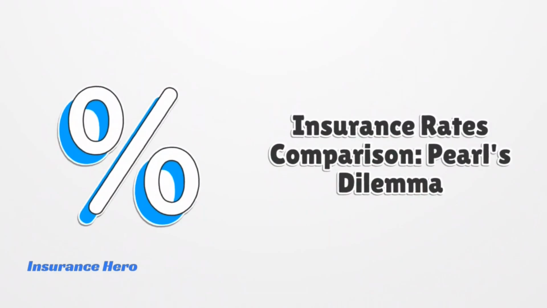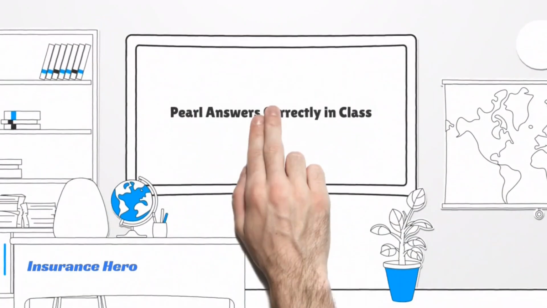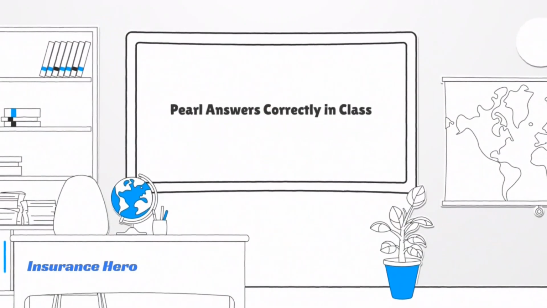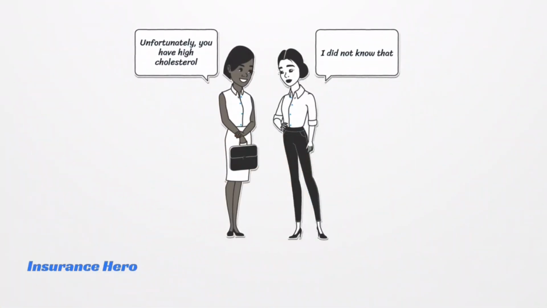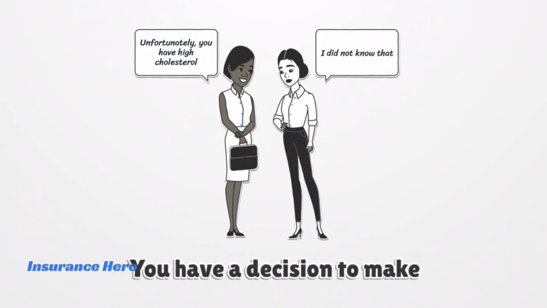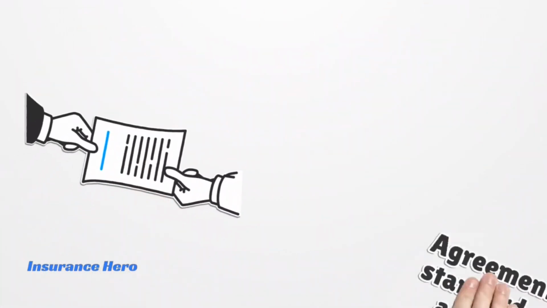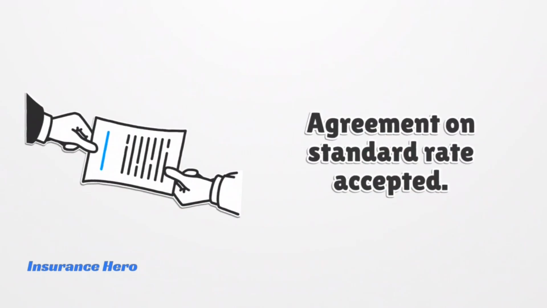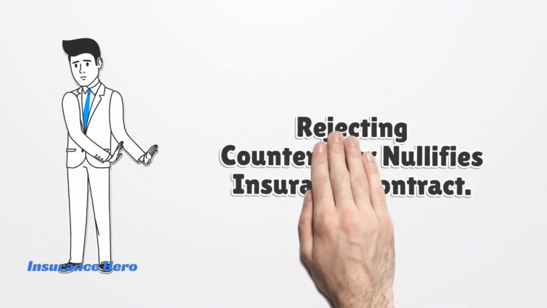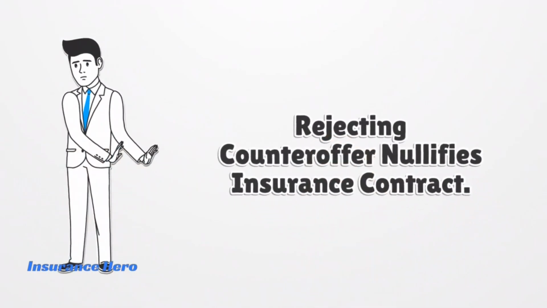So instead of paying $600 per quarter for preferred rates, I'd have to pay $750 per quarter for standard rates. That's correct, Pearl. At this point, there's no agreement yet because the insurer has made a counteroffer, which you can either accept or reject. If you accept the insurer's counteroffer of standard rates, then we'll have an agreement. If you reject the counteroffer, there's no agreement, and no insurance contract will be formed.